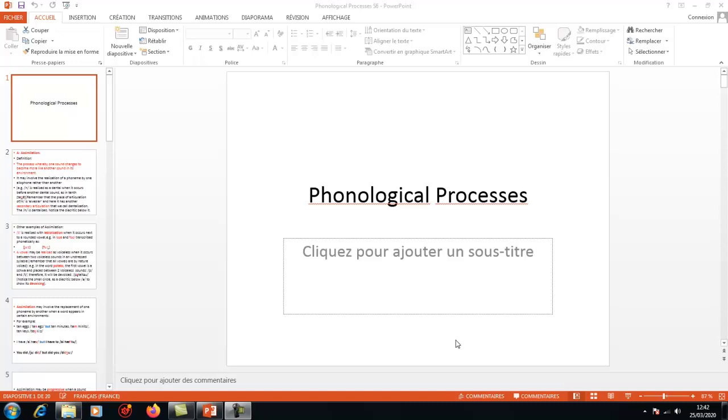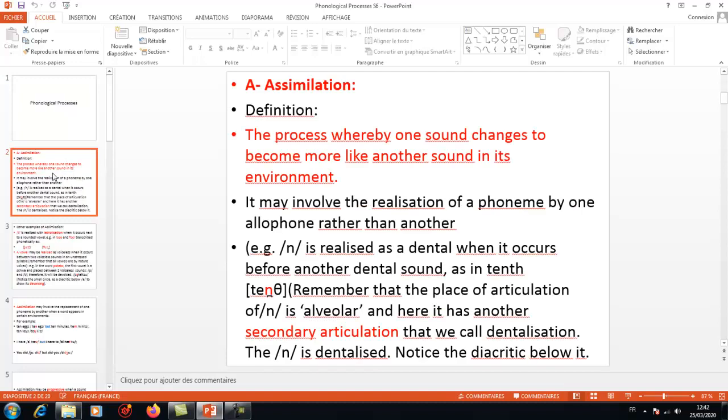This is another lecture where we're going to see phonological processes. By phonological processes I mean those changes that sounds undergo in different phonetic environments. And the first process we're going to see is assimilation. The definition of this process is as follows. It's the process whereby one sound changes to become more like another sound in its environment. It may involve the realization of a phoneme by one allophone rather than another.